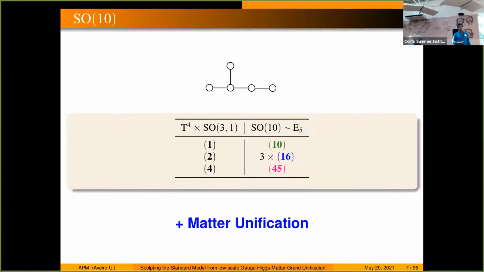But you can aim at more, and SO(10) can embed also each family of fermions in the same 16-dimensional representation. It also gives you a right-handed neutrino. But you still have to do that separately, like 3 copies of this 16-plet, and gauge field unification is still there.